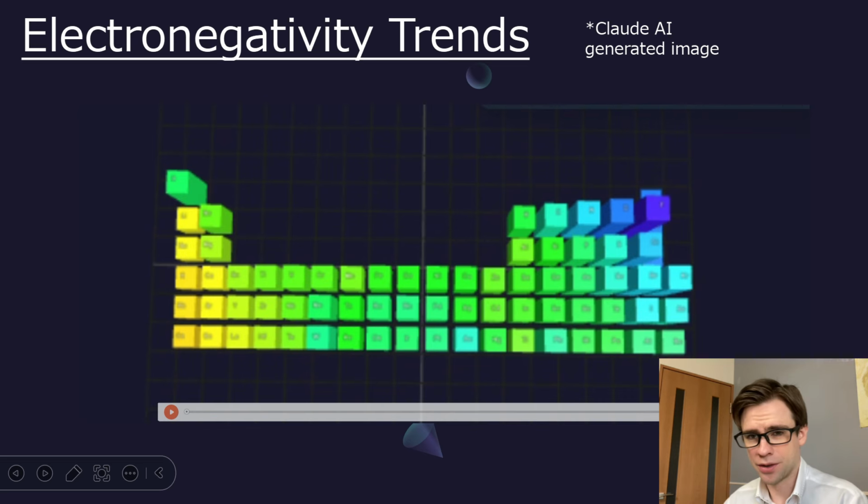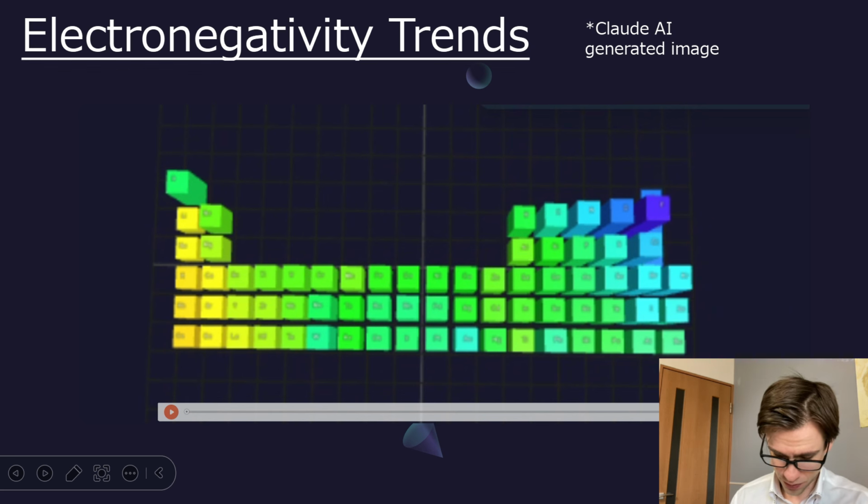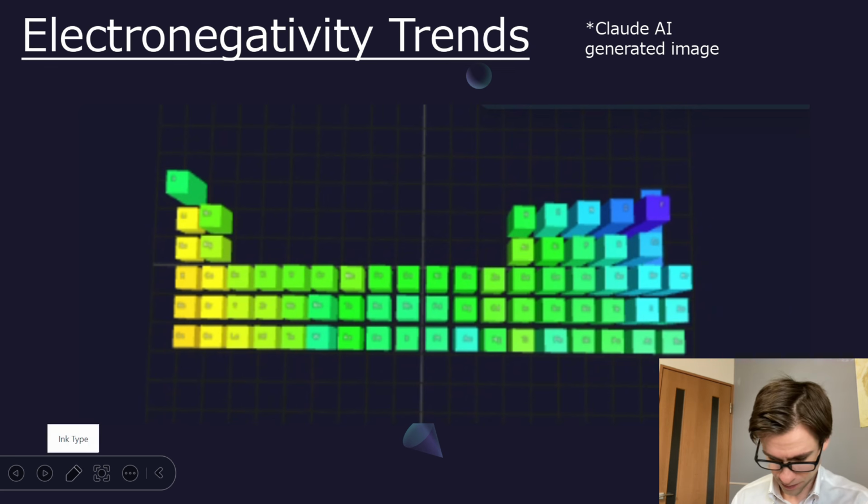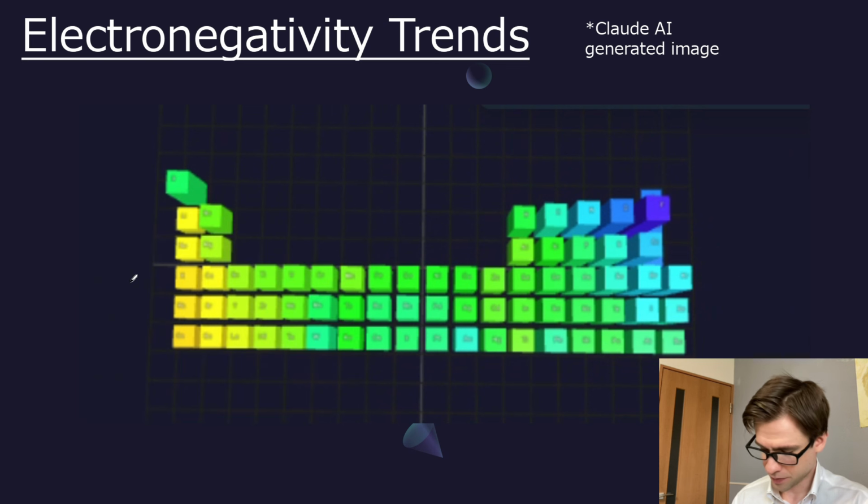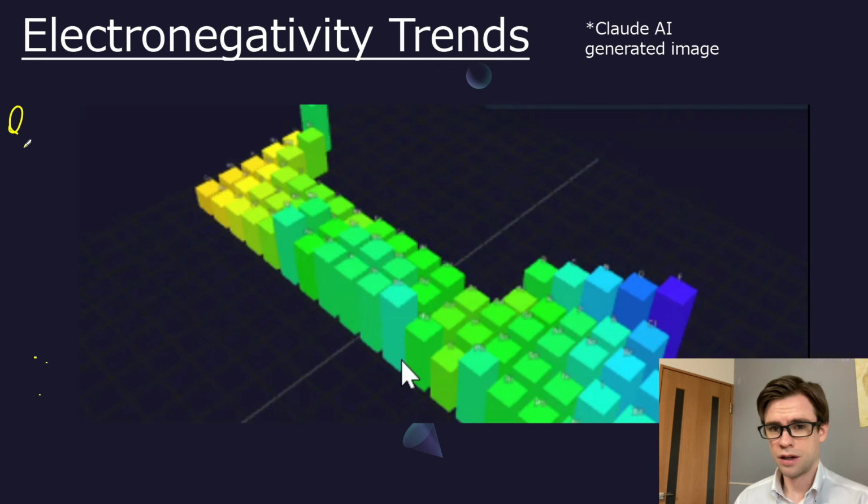And there's sort of a pattern on its own in the transition metals in the green section in the middle. We're not really going to look into that too much. But the general trend is as you go from the bottom left corner to the top right, electronegativity increases.